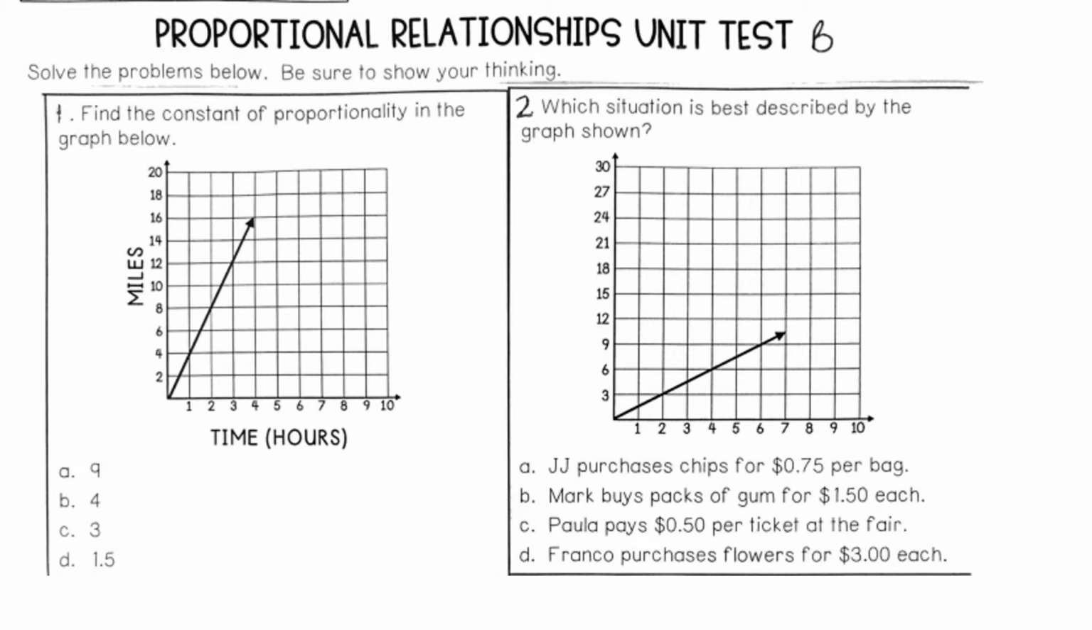A, JJ purchases chips for 75 cents per bag. B, Mark buys packs of gum for $1.50 each. C, Paula pays 50 cents per ticket at the fair. Or D, Franco purchases flowers for $3 each.